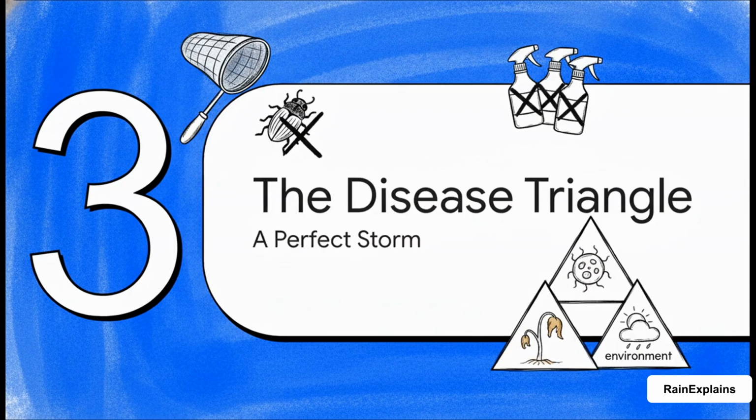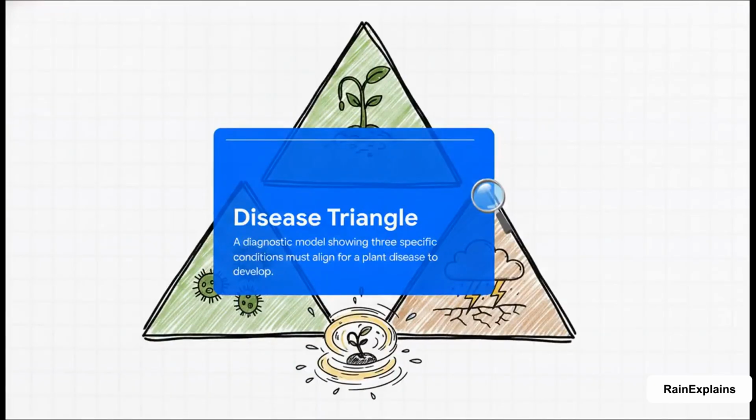Section 3. The disease triangle, a perfect storm. So before we start arresting innocent insects or throwing harsh chemicals at a symptom, we really need to understand that diseases do not just happen randomly. They require a highly specific setup known as the disease triangle. This is a brilliant diagnostic model proving that an infection is essentially a perfect storm.